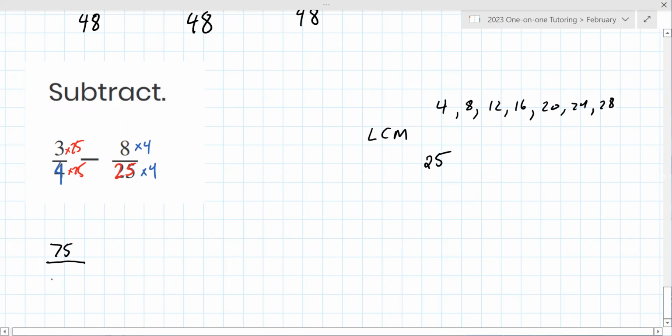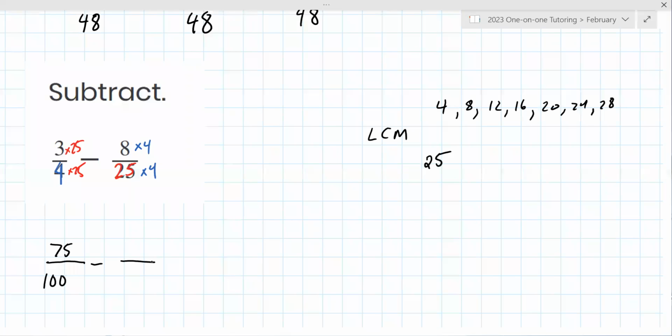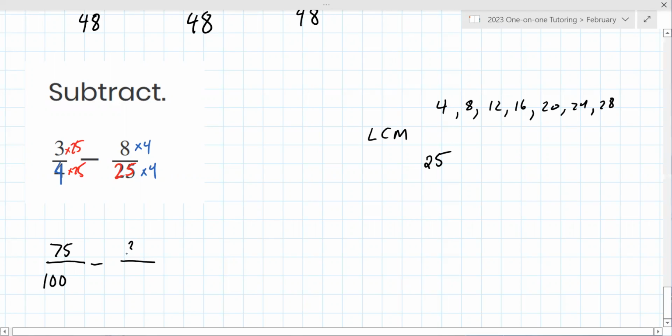And 4 times 25 is 100. Okay, how about 8 times 4? 8 times 4 is 32. And 25 times 4 is 100. Right.